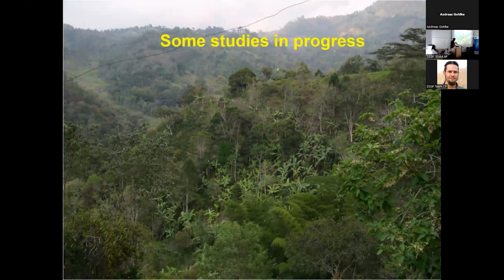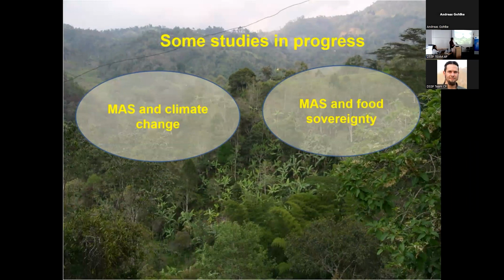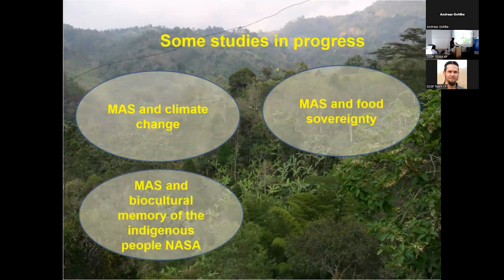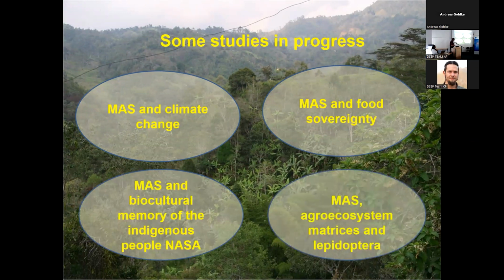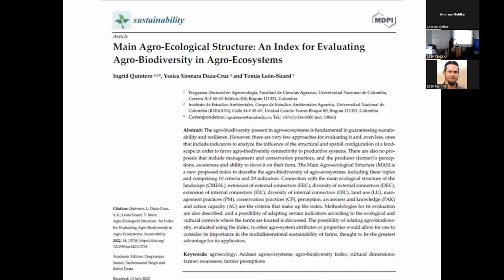I'm going to finish. We have some studies in progress, and many others. MASS and climate change. We have 2 or 3 theses on this field. MASS and food sovereignty. MASS and biocultural memory of the indigenous people, Nasa, in the Cauca region in Colombia. And a very interesting study relating agroecosystem matrix and Lepidoptera in a landscape in Colombia. Very interesting. We have some articles. If someone wants to interact with me, I'll be very happy to interact with you.